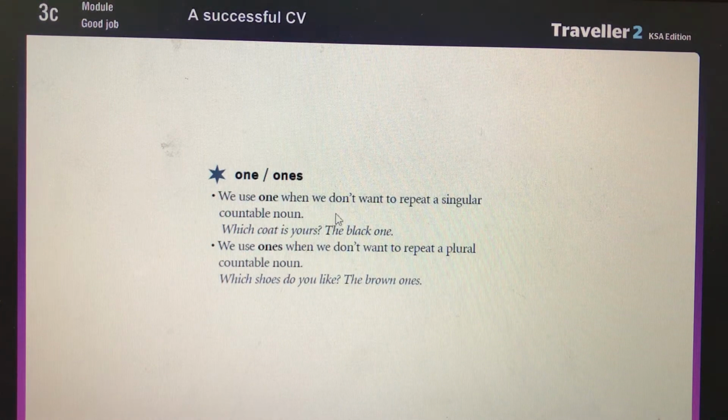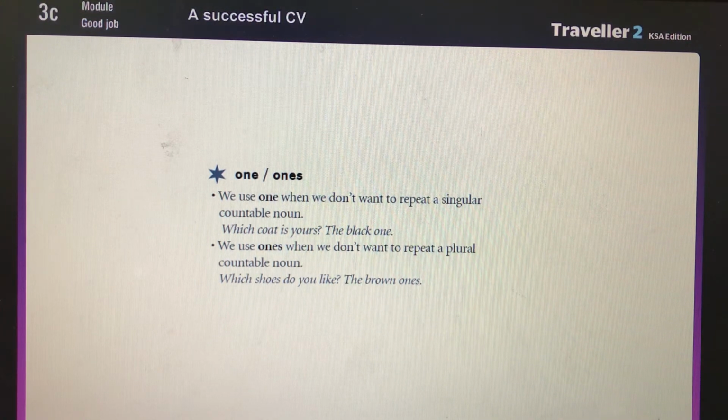We use one when we don't want to repeat a singular countable noun. Which coat is yours? The black one. I can say the black coat, but the black one is better. We use ones when we don't want to repeat a plural countable noun. Which shoes do you like? The brown ones. I can still say the brown shoes, but the brown ones is better.